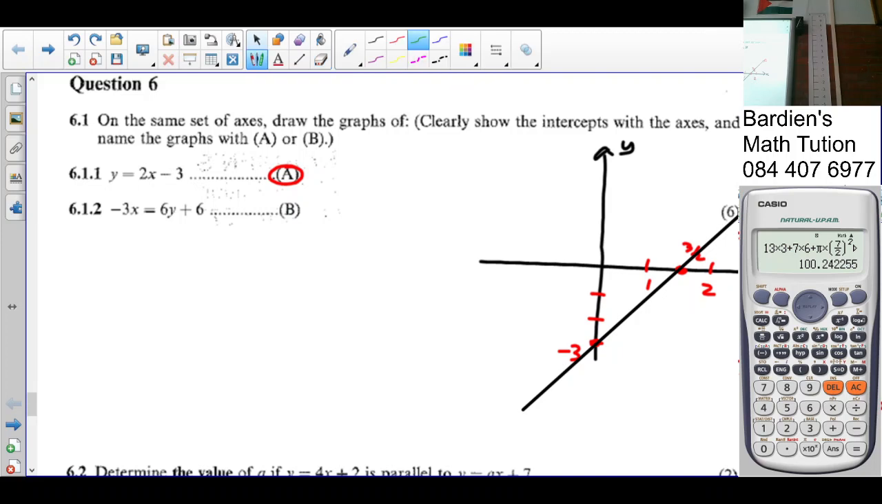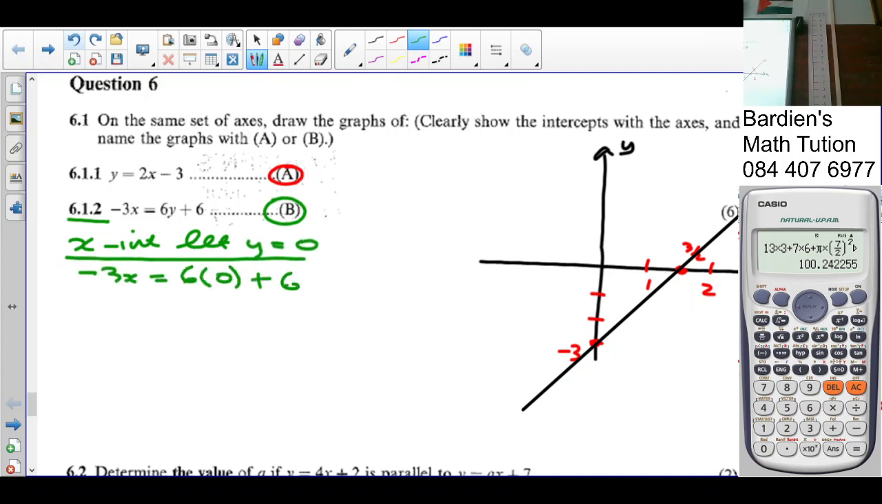People, for B, what do we say? X-intercept. Let y equal to 0. So we're going to say negative 3x equals 6 times 0 plus 6. That's all. What's 6 times 0? 0. So you've got negative 3x is equal to 6, divided by negative 3 both sides. So x is equal to negative 2. With your ruler you are measuring. Negative 2 is approximately there.